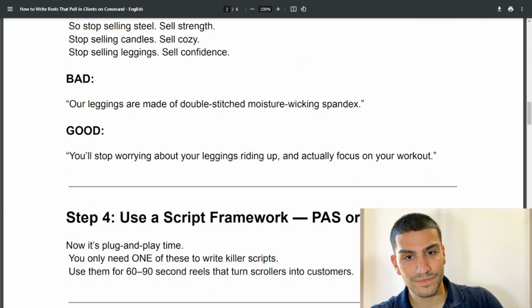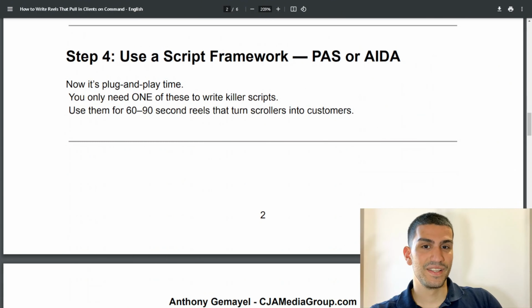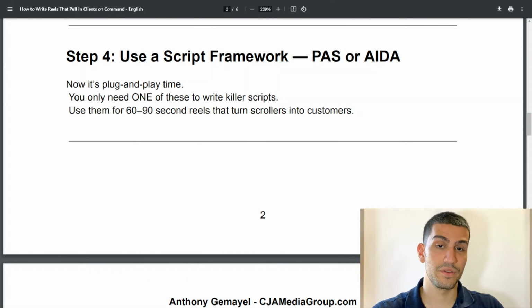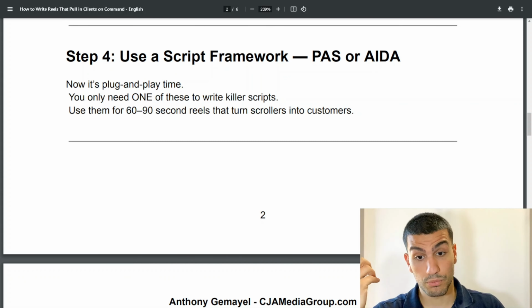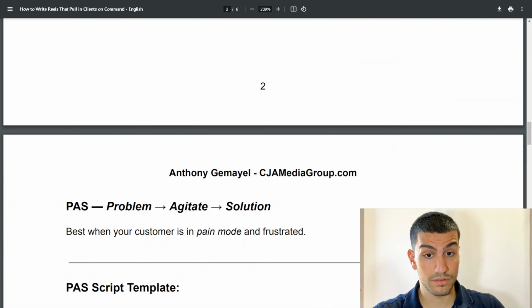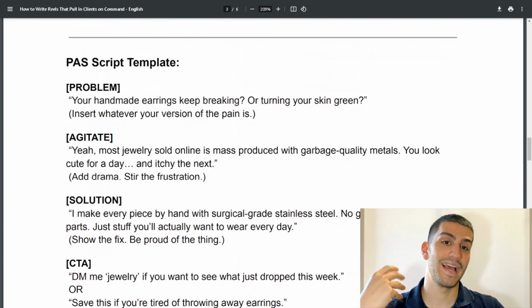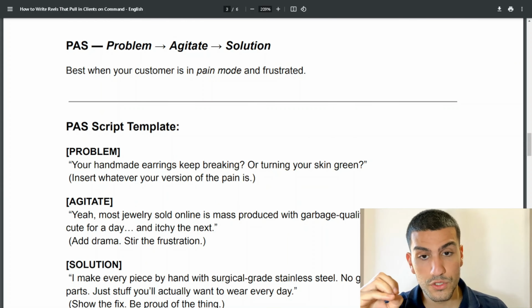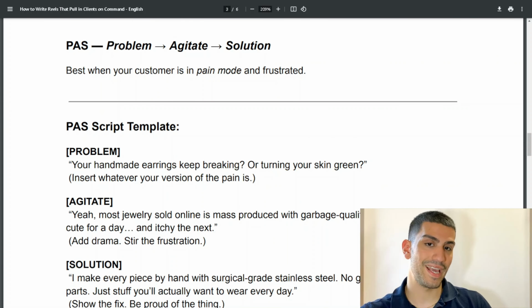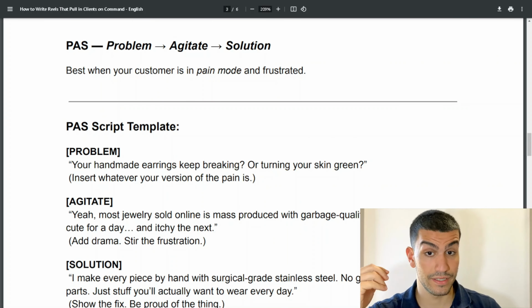that you can directly plug in and make reels write themselves. So use the script as a framework. You either have PAS or AIDA, which is problem, agitate, solution, or attention, interest, desire, action. What I usually use is PAS. It's problem, agitate, and solution.